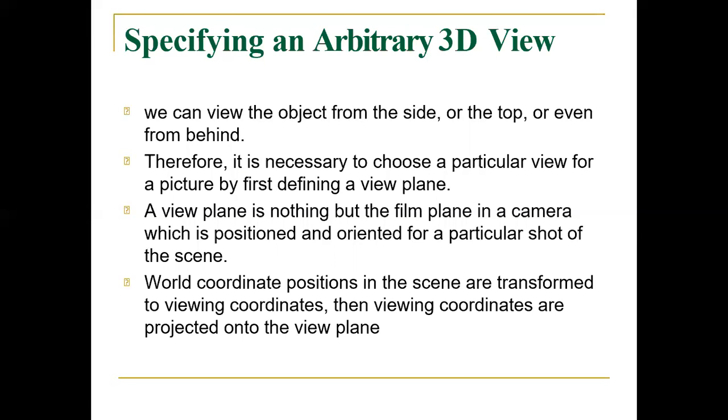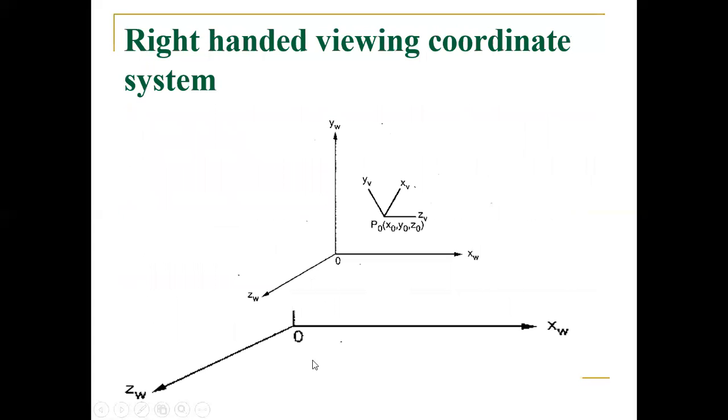If I have to take the picture of the object from the side, then I will place my view plane to the side. So like this, the view plane is nothing but the film plane in the camera, which is positioned and oriented. Oriented means it can be moved so that I can take a particular shot of a scene. Because the scene is three-dimensional, the world coordinate positions in the scene have to be transformed to the viewing coordinates, and then the viewing coordinates have to be projected onto the view plane.